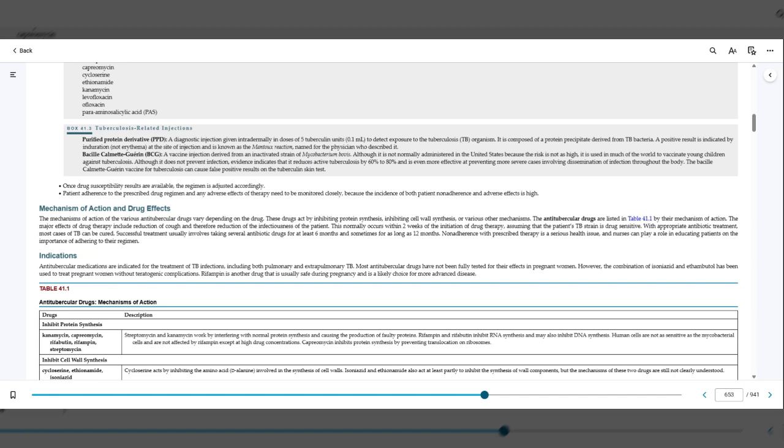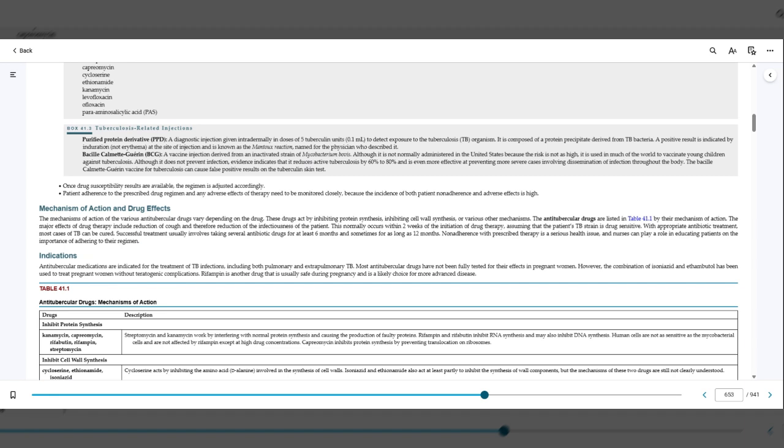So the major effects of my drug therapy include the reduction of cough, and therefore the reduction of the infectiousness of the patient that normally occurs within 2 weeks of the initiation of drug therapy, assuming that the patient's TB strain is drug sensitive. With appropriate antibiotic treatment, most cases of TB can be cured, and successful treatment usually involves taking several antibiotic drugs at least for 5 months, and sometimes as long as 12 months. That tends to be an NCLEX question.